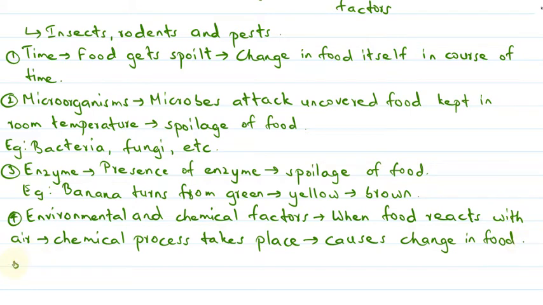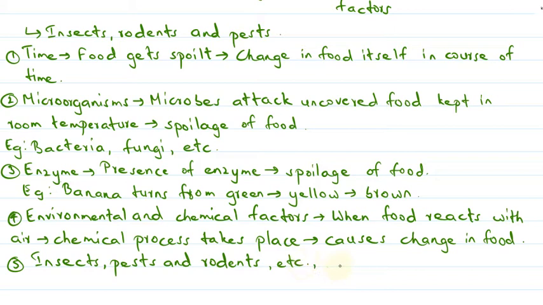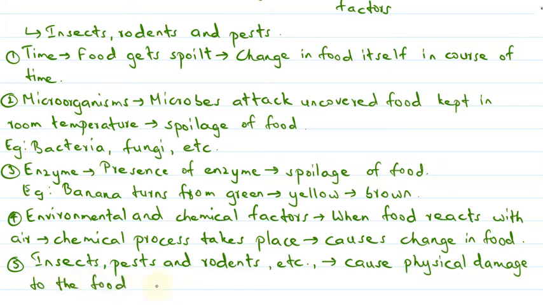Now the fifth factor is insects, pests and rodents, etc. All these creatures cause physical damage to the food, thus causing its spoilage. So these are the 5 factors that cause spoilage in food.